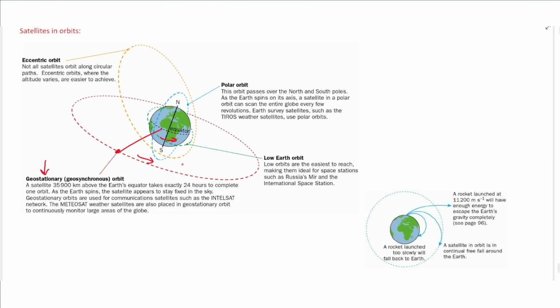So the conditions for a geostationary orbit are that the satellite should be above the equator, rotating in the same direction as the rotation of the planet, and with the same angular speed or with the same periodic time as the rotation of the planet about its own axis.